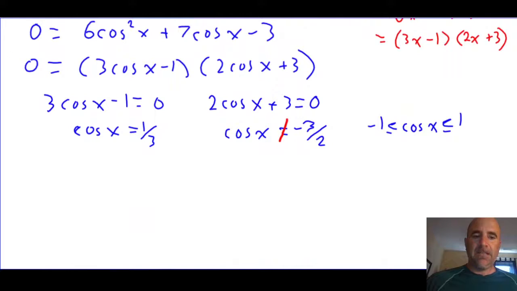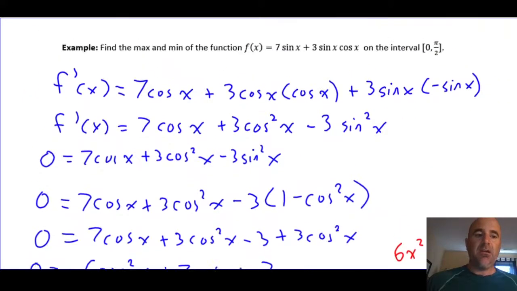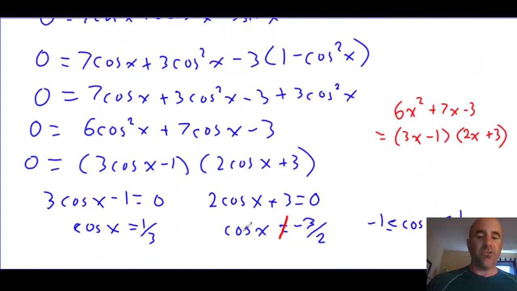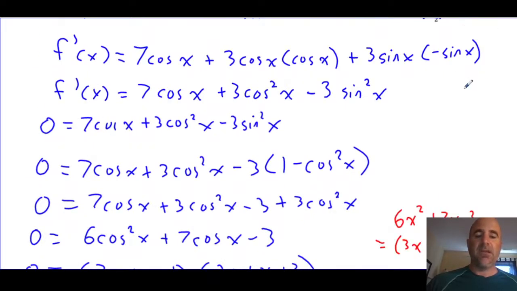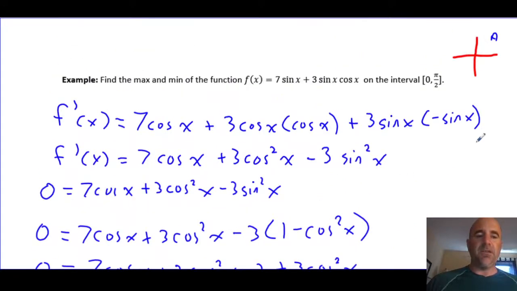Now, let's check. So we know we have one critical point to check. By the way, our interval 0 to pi over 2 is all the angles from like 0 to 90 degrees. So all the trig ratios have one value that exists there, including cosine of x is equal to a third. Now that's not going to be a special triangle. So we're going to have 3 values to check, the endpoints and our critical point. Let's start with the easy one. Let's start with our endpoint.